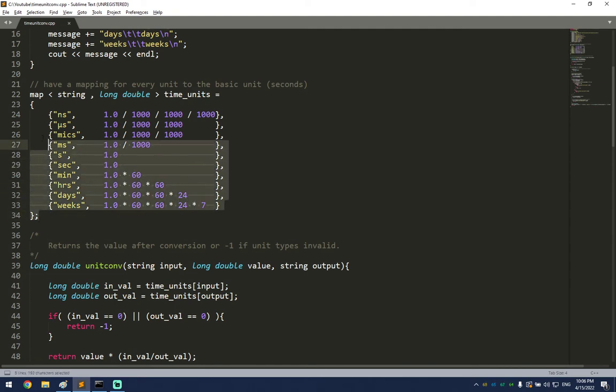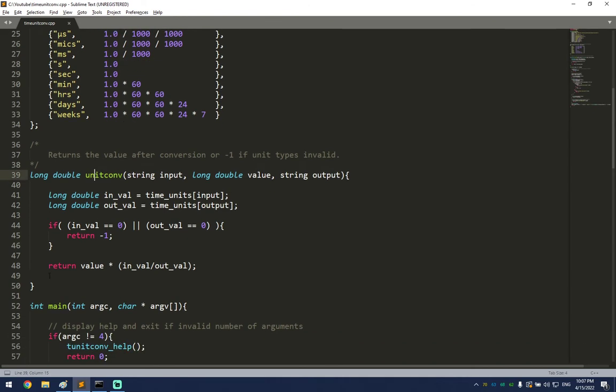So this is a very straightforward map that you can create, which maps the given time unit into a long double value, which represents this ratio. A map, for people that are using Python, for example, is essentially like a dictionary that maps keys to values, okay?